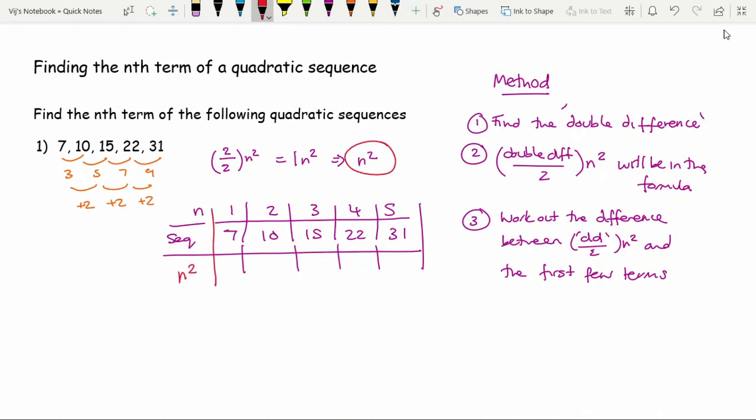So when n is 1, n squared is going to be 1, 2 squared is 4, 9, 16, and 25. Now the next thing we need to do, step 3, is to work out the difference between the third row and the second row. To get from here to here, it's going to be very messy. So here I've got 1 to 7, I need to add 6. 4 to 10, I need to add 6. I need to add 6, add 6, and add 6. I'm kind of questioning my choice of colours because you can't really see it.